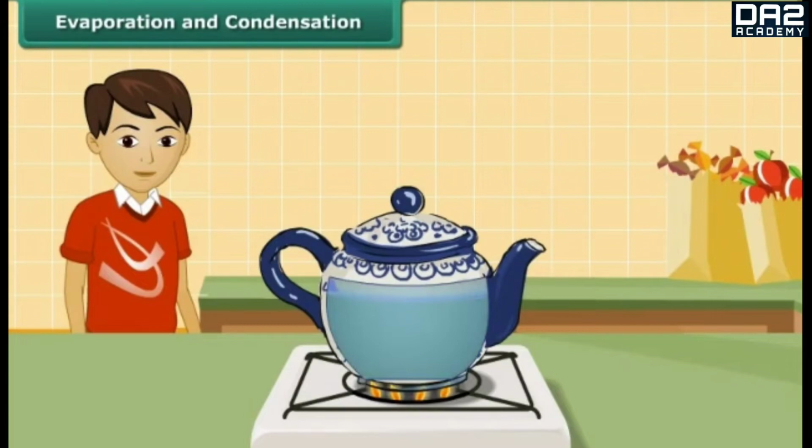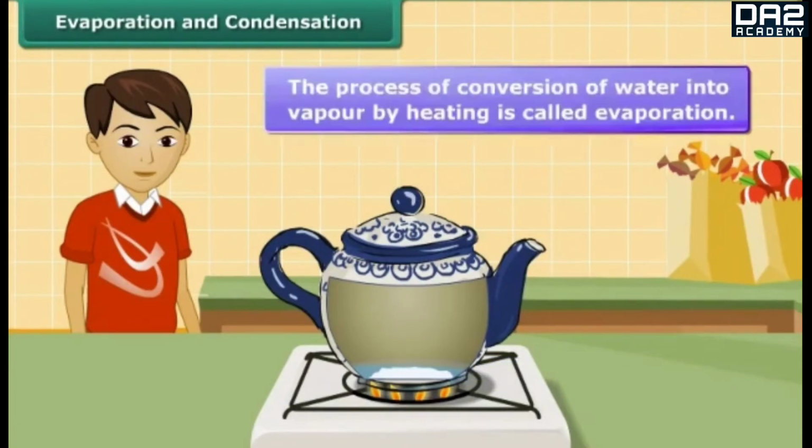Heating transforms water into vapor that escapes from the spout of the kettle. Continue heating till all the water gets converted into vapor and only salt is left behind in the kettle. Thus, salt dissolved in water can be separated from the water through this process. This process of conversion of water into vapor by heating is called evaporation.